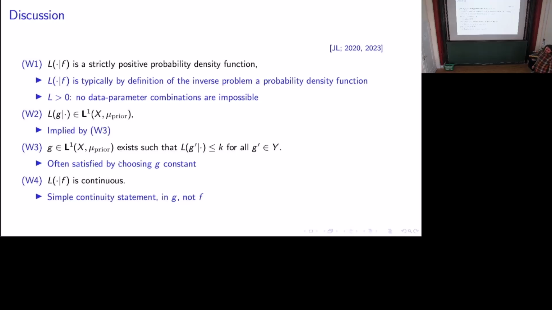That's usually satisfied by just choosing a constant, because very often, like Gaussian densities, we know we can just upper bound them by a constant. There are very few densities that actually go to infinity somewhere, because they need to integrate to 1 in the end, so very often they're just bounded. And continuous, that sounds harsh, but it's continuous in G, not in F.